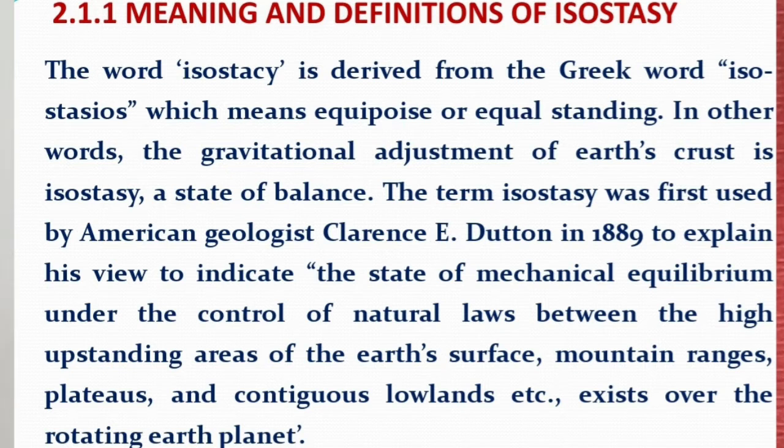The term isostasy was first used by the American geologist Clarence E. Dutton in 1889 to indicate the state of mechanical equilibrium, under the control of natural laws, between the high upstanding areas of the earth's surface, mountain ranges, plateaus, and contiguous lowlands, etc., that exist over the rotating earth planet.